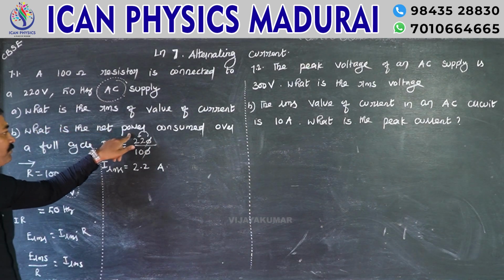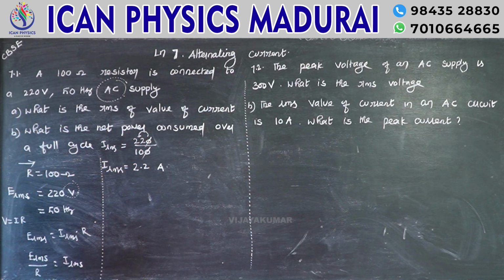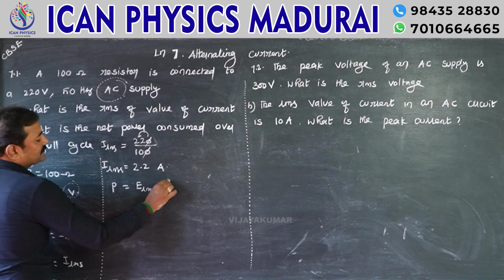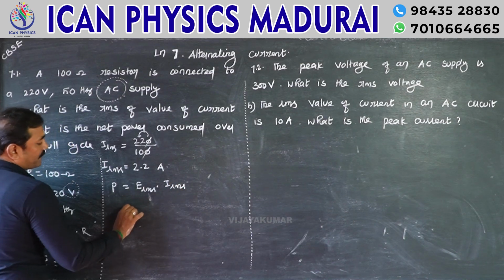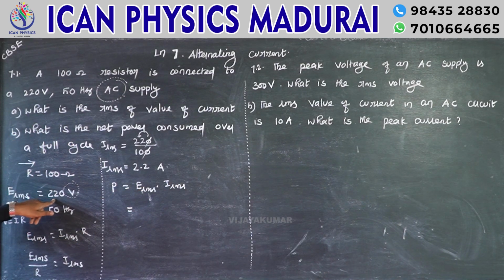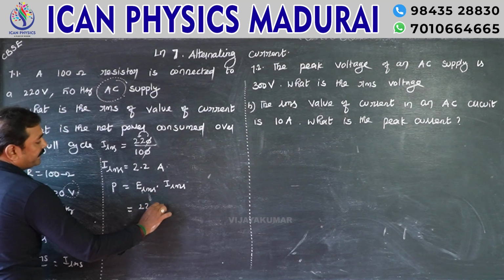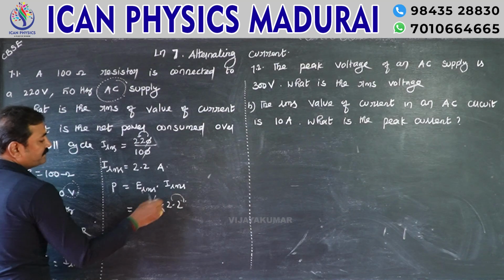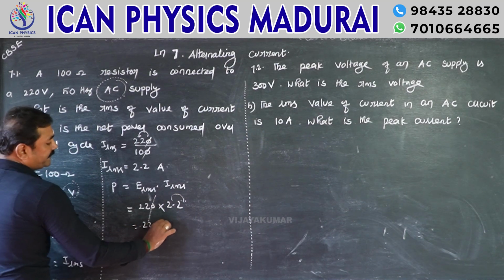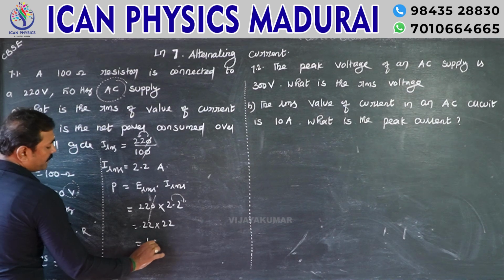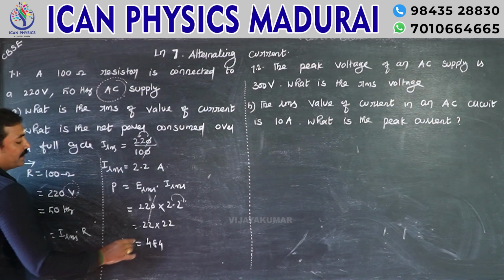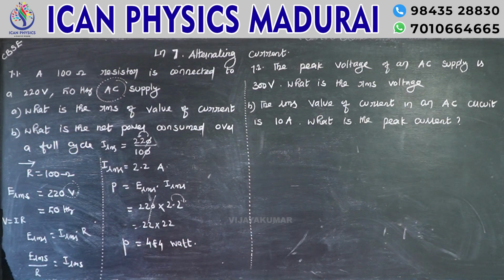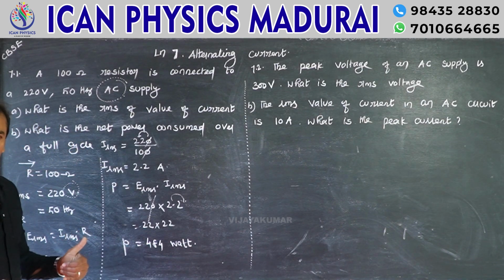So what is the second question? What is the net power consumed over a full cycle? Average power equals ERMS into IRMS. What is the value of ERMS? 220 into IRMS 2.2. For 10, it becomes 22. So 22 into 22, 484 is the power. The unit of power is watts. Do you get it now? Do you have any doubts? No doubts.